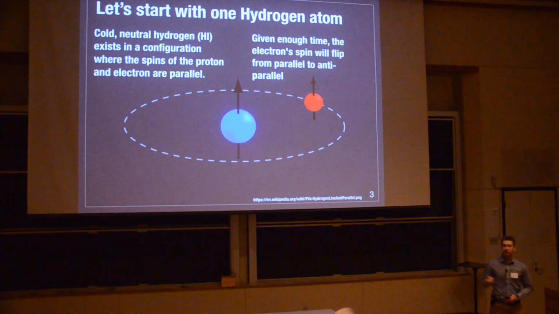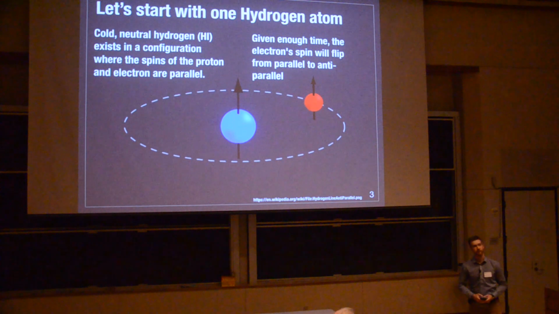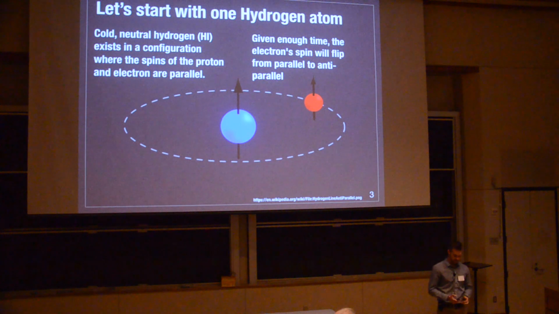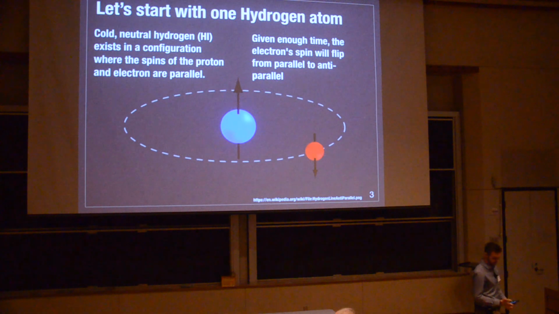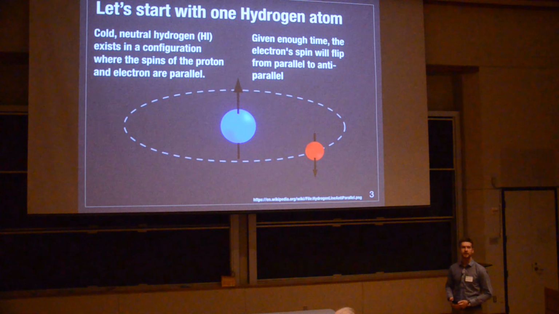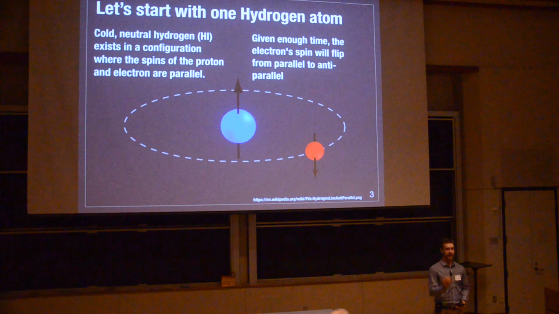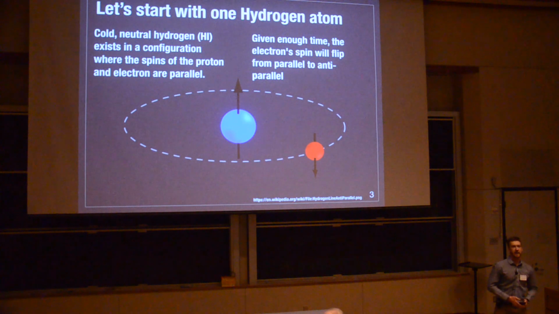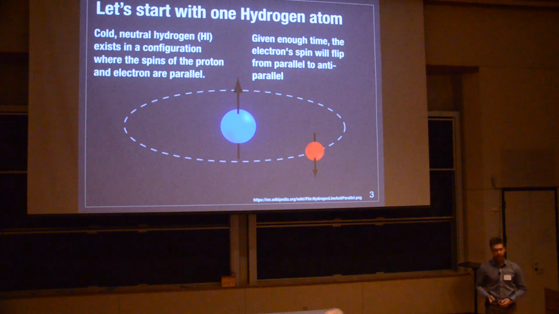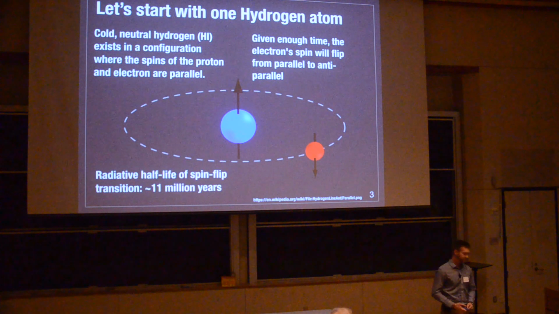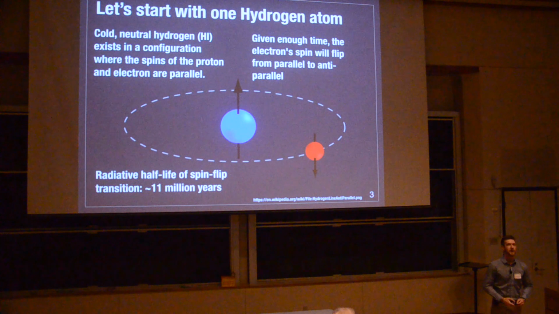If you sit and watch your pet hydrogen atom for a long time, you'll find that the electron has a tendency to flip its spin from parallel to anti-parallel. And when that happens, it ejects a photon, and that photon has a wavelength of 21 centimeters, about 8 inches, that big. If that's all you're doing, sitting and watching this hydrogen atom waiting for something interesting to happen, you're going to be very bored because this radiative process takes about 11 million years. So it's not very useful.